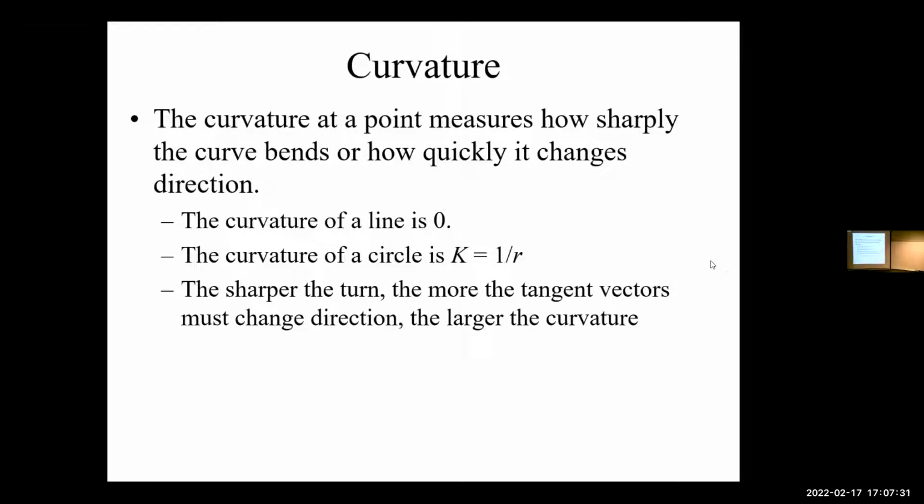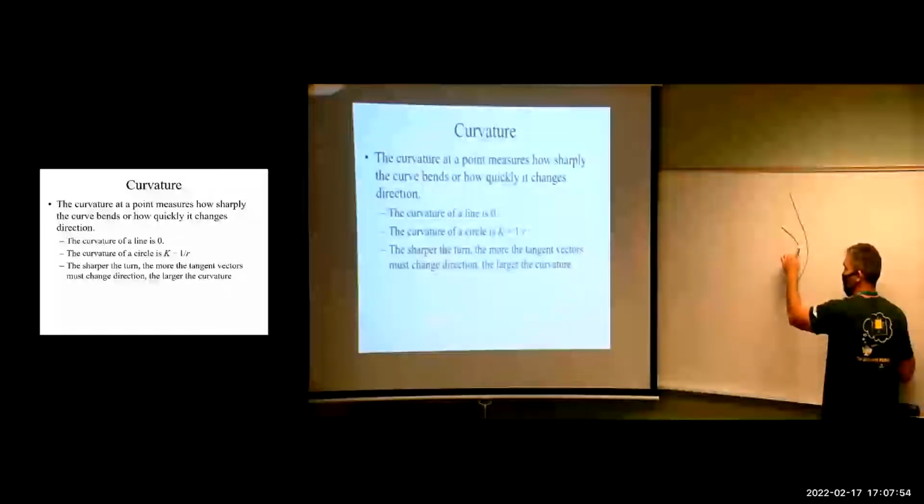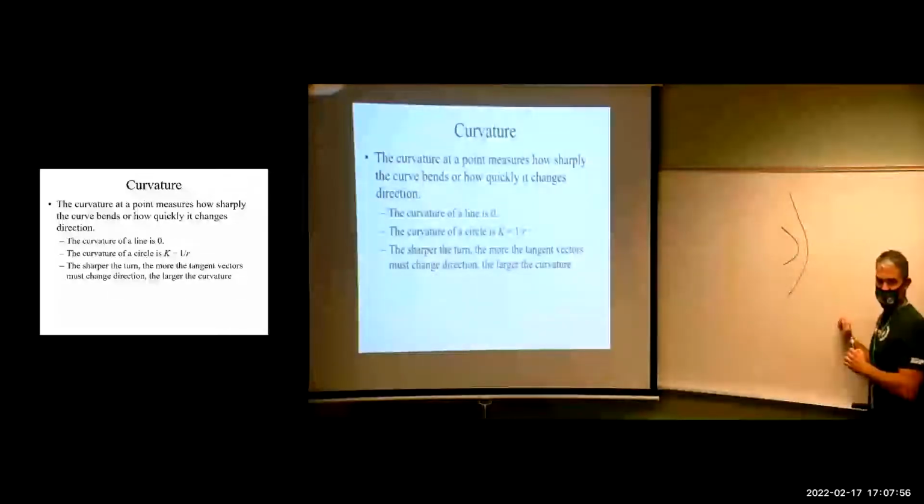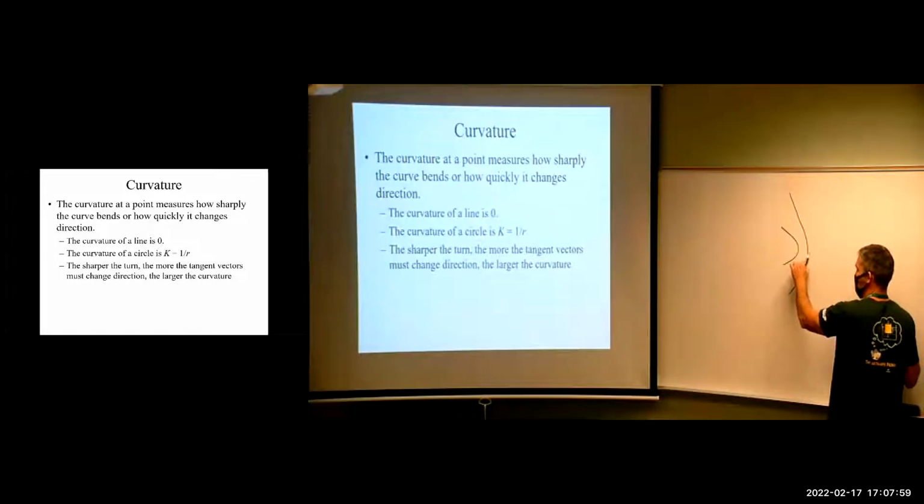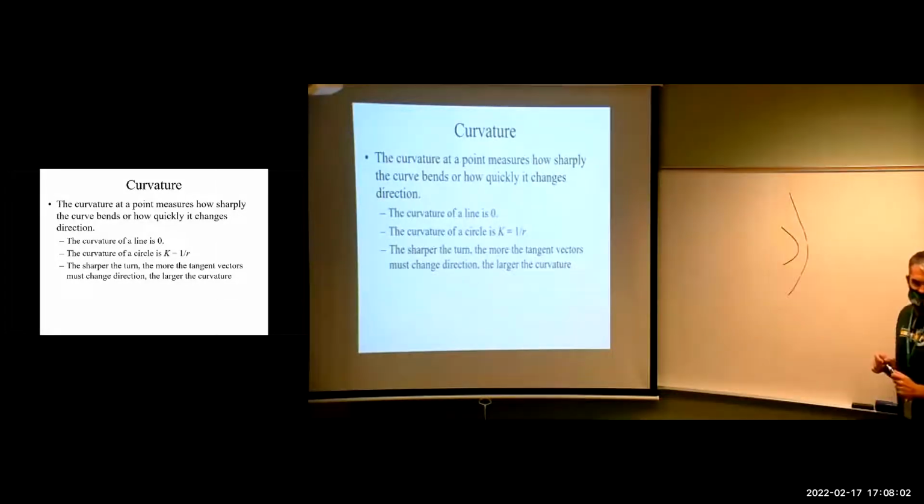The sharper the turn, the more the tangent vectors must change direction. All right, so just to give a comparison, if we had a turn that looked like this versus a turn that looked like this, we're going to have a larger curvature on the inside one, because the acceleration vector has to do more work to turn that tangent vector, versus out here, which is a much slower, gradual turn on our tangent vector. So basically, what curvature is doing is measuring how curvy a curve is, right?